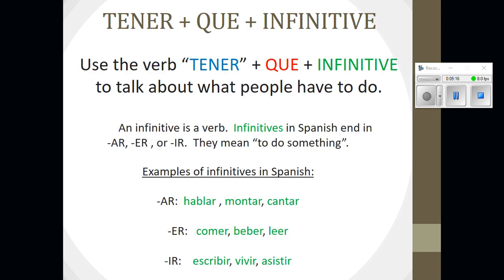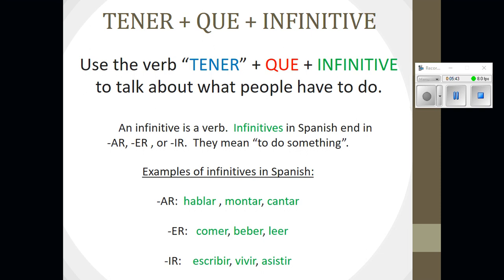Okay, so we use tener in more than one way. Tener plus the word que plus infinitive is used to talk about what people have to do. So if you want to say that someone is obligated, that they have to perform an action, you have to use this formula. We'll use the conjugations for the verb tener, then the word que, then an infinitive. So what's an infinitive?